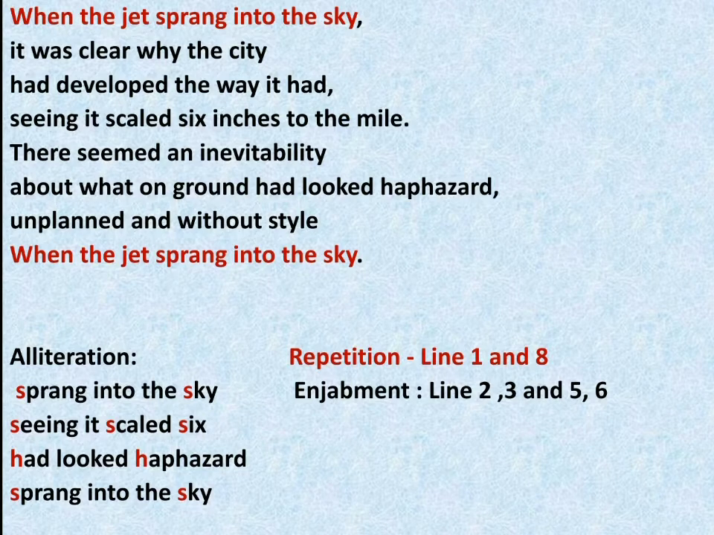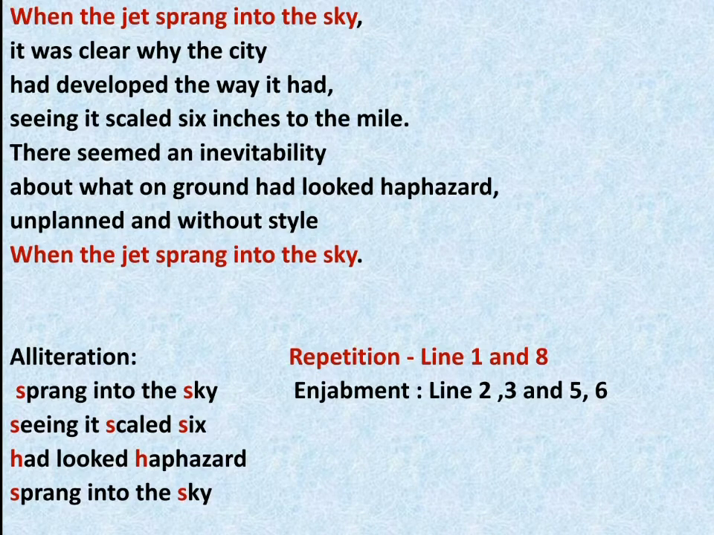Now see the fifth line and the sixth line. In the fifth line, there seemed an inevitability, and there is no grammatical pause, and that is carried on to the next line. So the ideas are carried to the next line, that is, about what on ground had looked haphazard. Then there is a comma. So the fifth line and sixth line, both are enjambment, right? Is it clear, children?